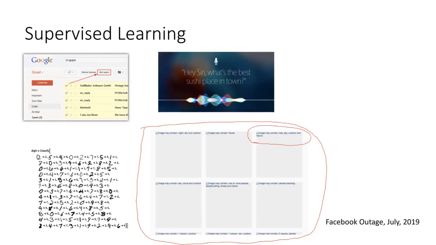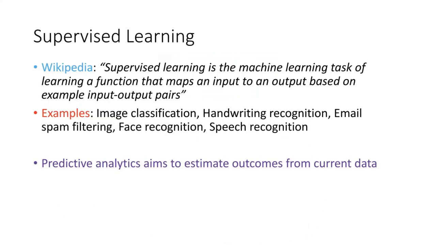There are many other successful examples of supervised learning. You can think of supervised learning as some kind of predictive analysis that aims to estimate output from the current data. Essentially, you are coming up with a good function using your neural network so that you can make some prediction about the current data based on the labeled data given to you.